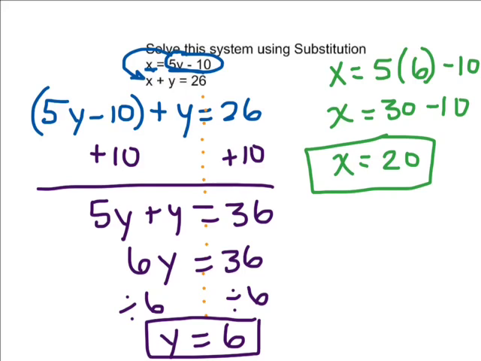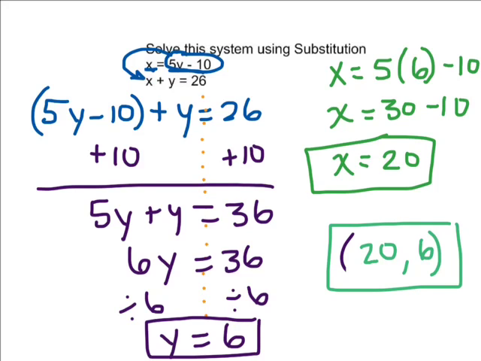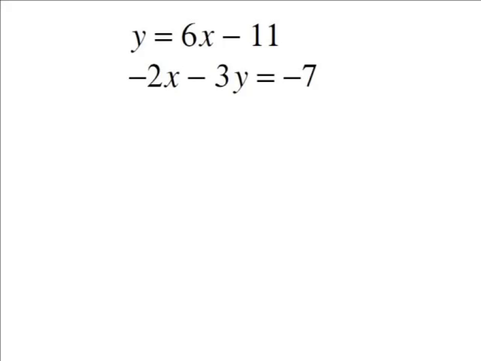Let's write the ordered pair. What is it? It's x is 20 and y is 6. Alright. One more and then we're done, I believe. Yes, we have one more left.